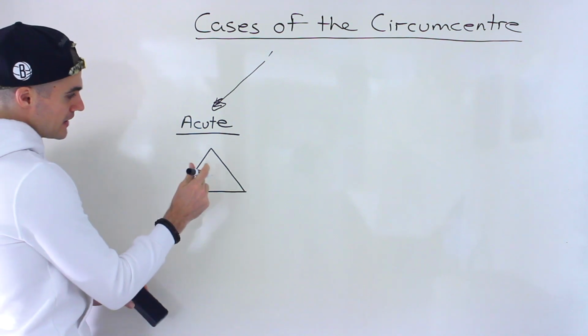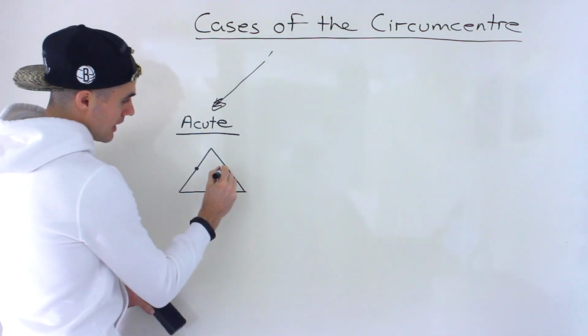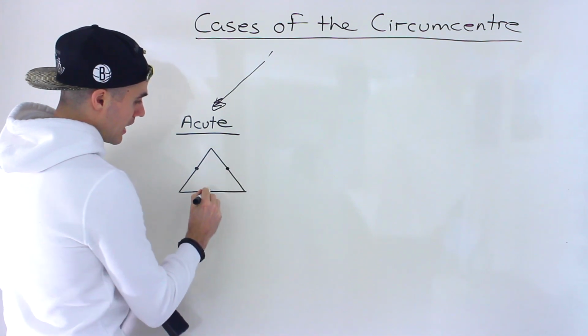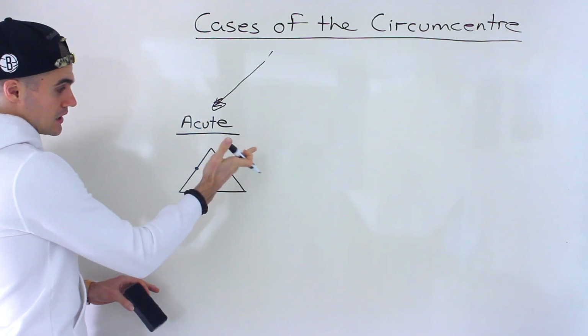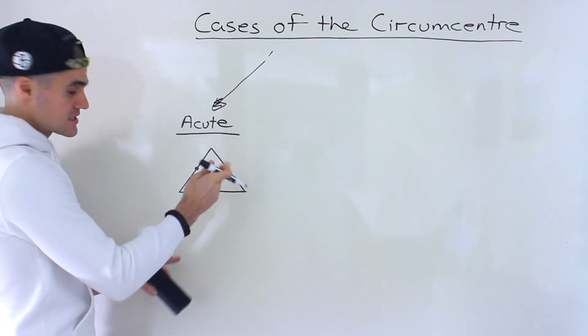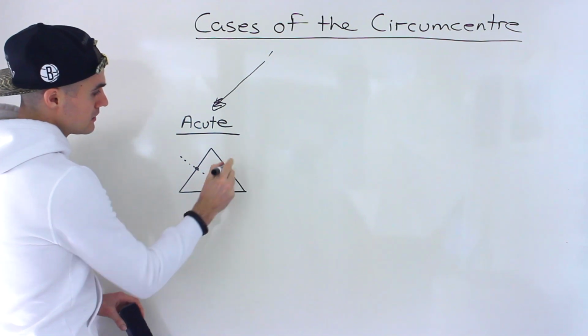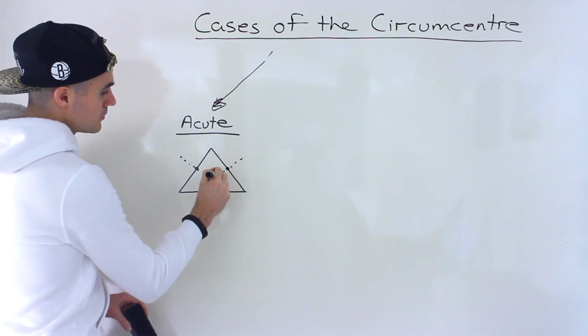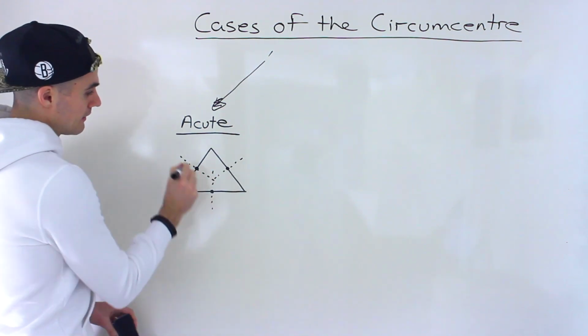Remember, for each side we have to get the midpoint, and then the right bisector is the perpendicular line that goes through that midpoint and is perpendicular to the side. So over here, it would be like this line. Over here, it would be like this line. And then over here, it would be like that line right there.